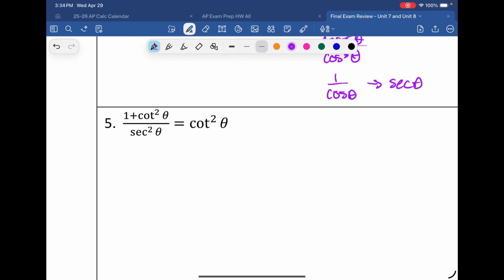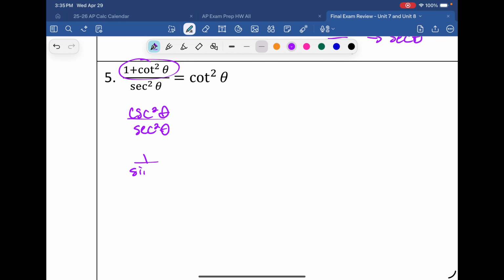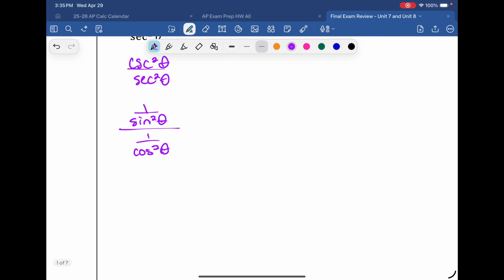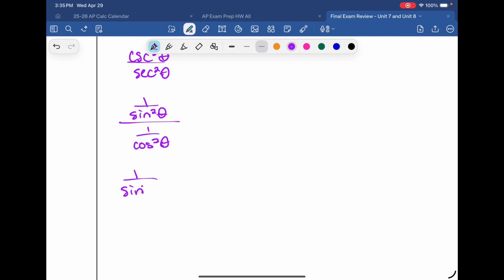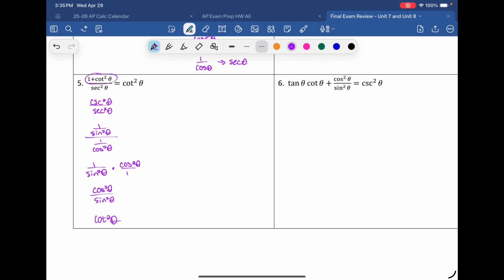All right, 1 plus cotangent squared over secant squared, and we're trying to turn it into cotangent squared. So 1 plus cotangent squared is cosecant squared. And then I changed cosecant squared into 1 over sine squared, and changed secant squared to 1 over cosine squared. Multiply by the reciprocal. So we get cosine squared over sine squared, which is cotangent squared, which is what I was asking for.